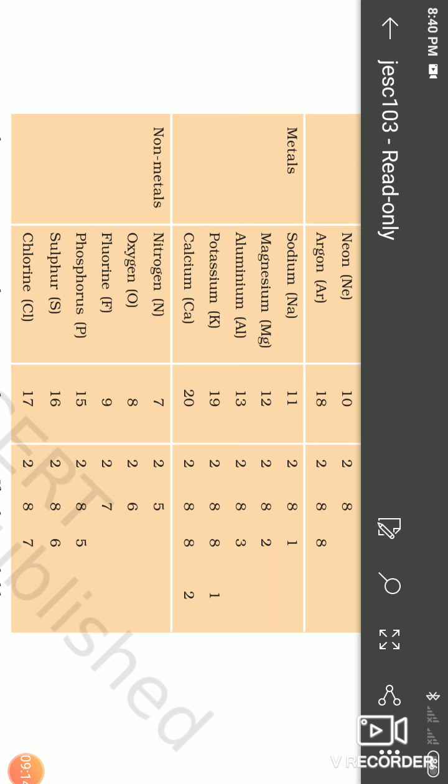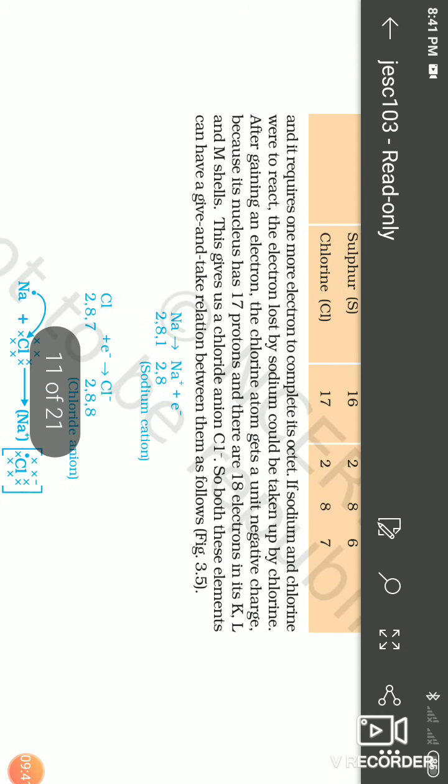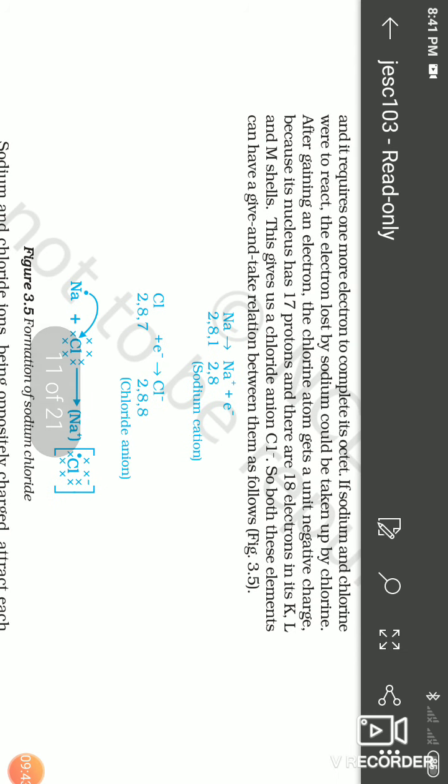The two oppositely charged substances attract each other because of the opposite charge. One has a positive charge and the other a negative charge. That's why sodium is attracted toward chlorine, and chlorine is attracted toward sodium, to complete the octet.